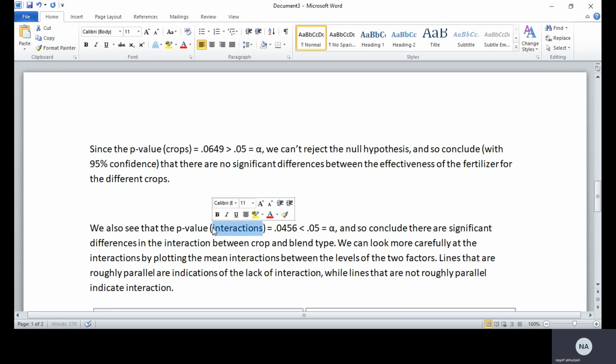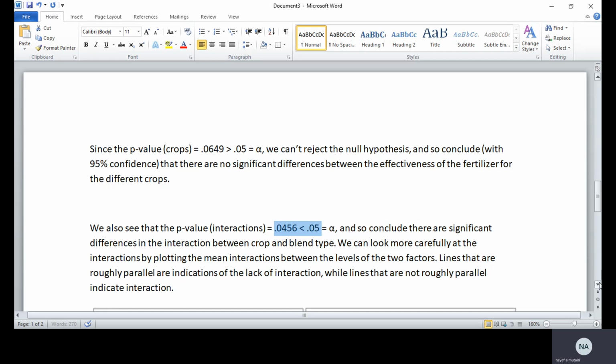blend type. We can look more carefully at the interaction by plotting the mean interactions between the levels of the two factors. Now there is interaction. You can see that the interaction is very small but significant. Okay, and it is significant at the 95% confidence level.